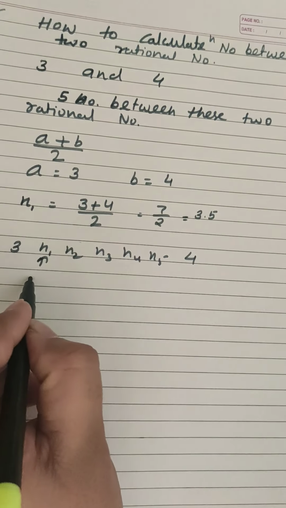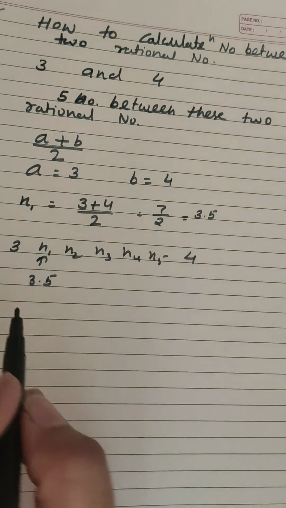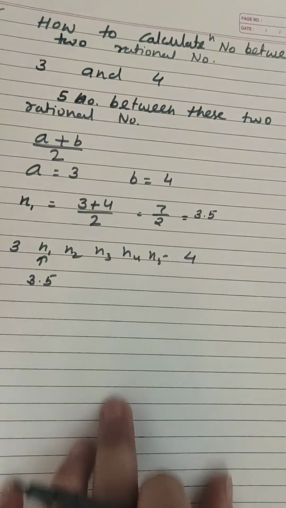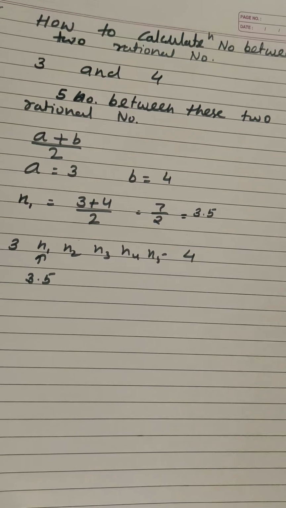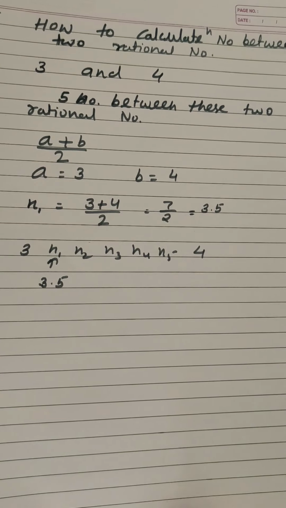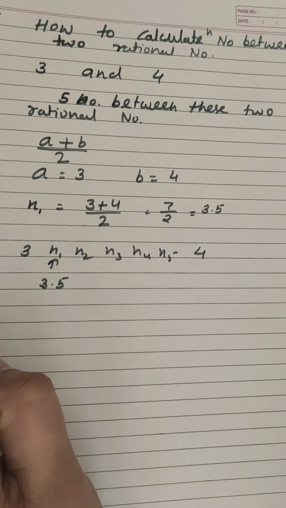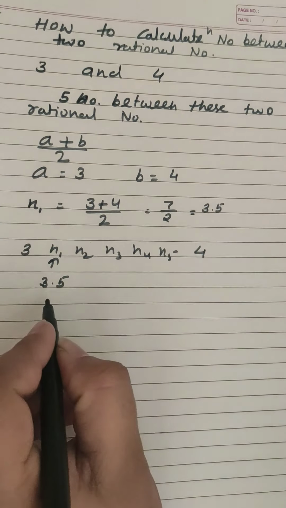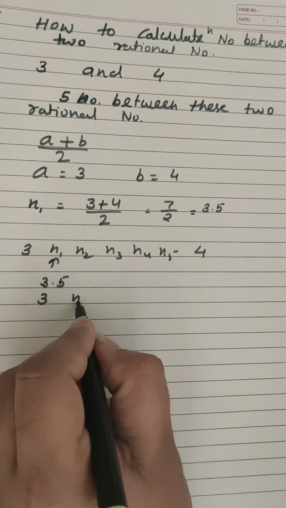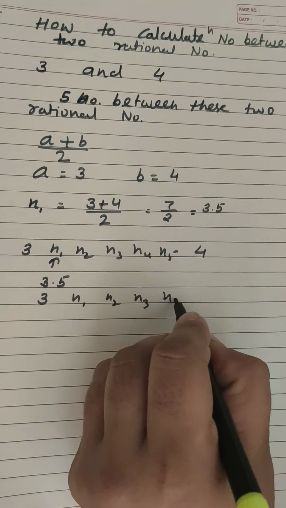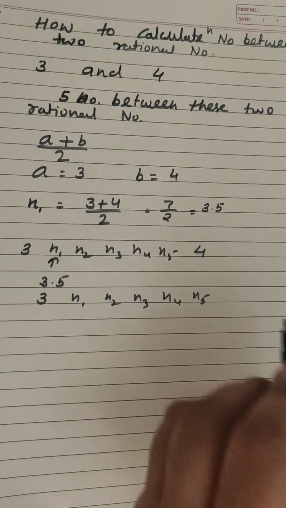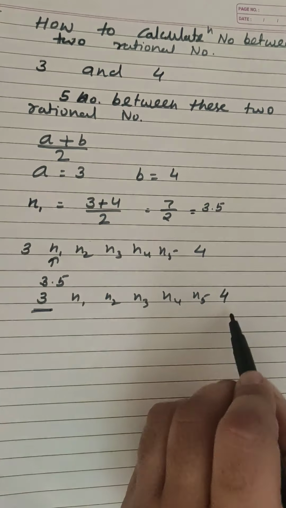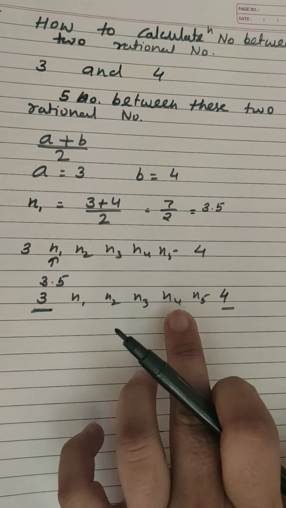So the numbers between 3 and 4 are n1, n2, n3, n4, n5, and this would be 4. So what would the first number be? 3.5. Now you can consider a equals 3.5 and b equals 4, and the next numbers you can easily calculate. See, this method is a little bit lengthy. So if we do the same question with the LCM method, what is that? You have to calculate 5 numbers n1, n2, n3, n4 and n5 between 3 and 4.